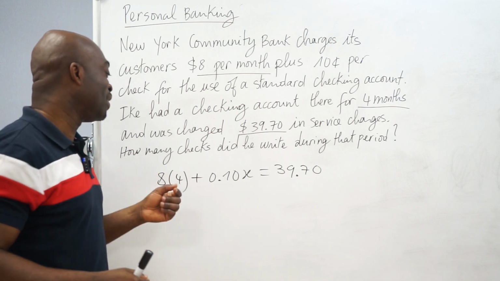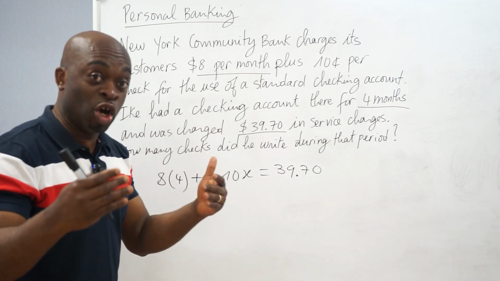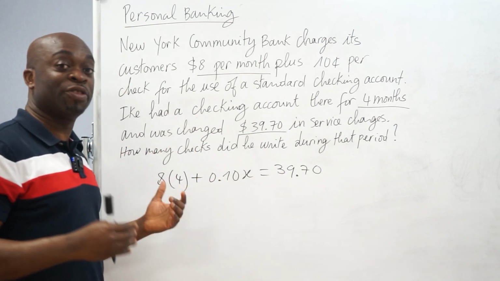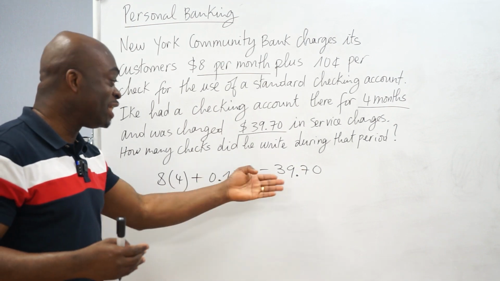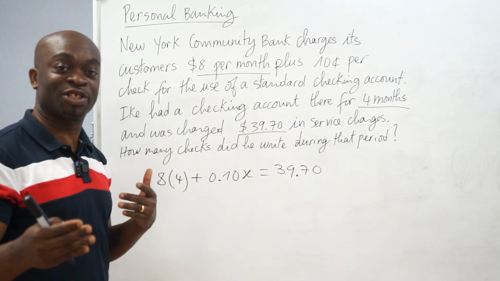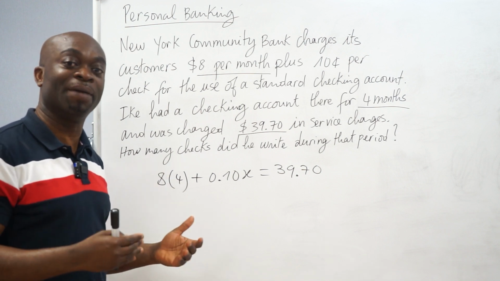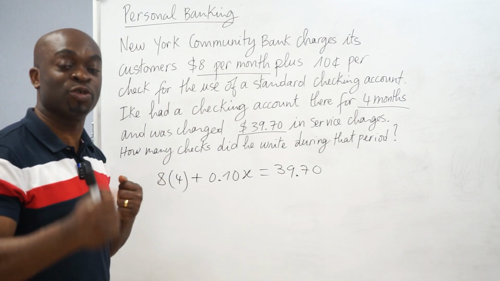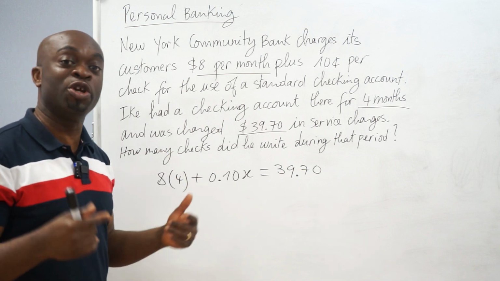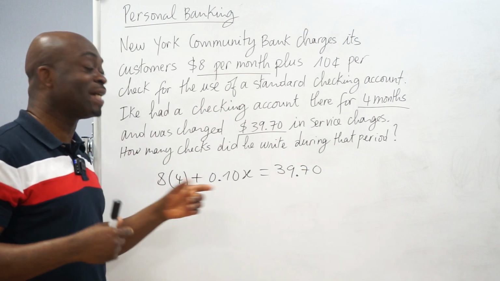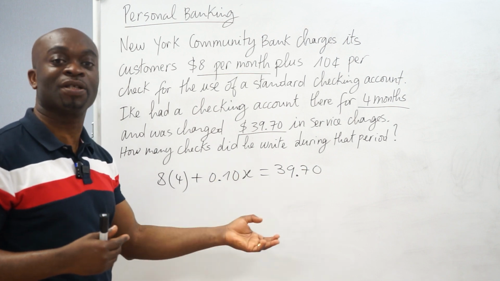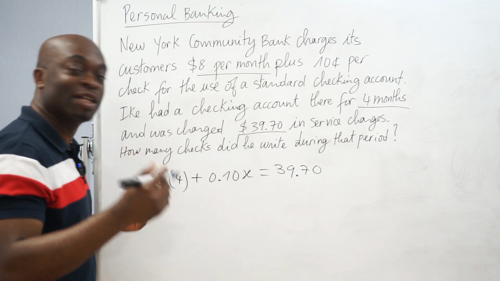Everybody get that? Now, we know that he's paying $39.70. If now you have been $32, but he's paying $39.70, that means some kind of transaction, something happened in the meantime. And what is that? That means he issued some checks. And how many checks did he issue? That's what we need to find. But we know that one check is what? 10 cents. So that's what we're doing, plus 0.10 times X. All right, so now let's go ahead and solve for this problem here.